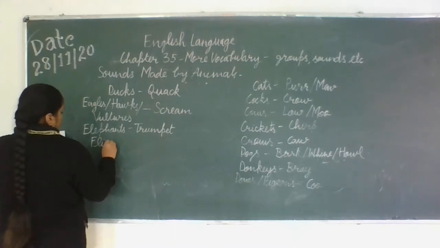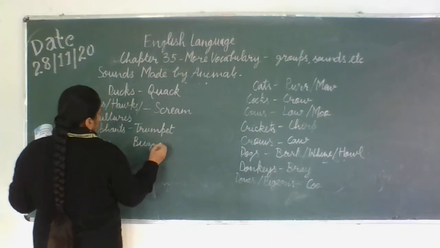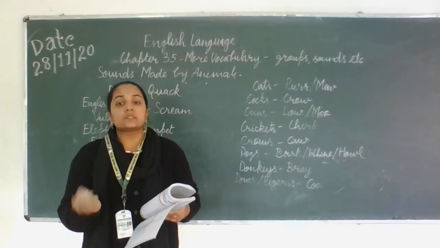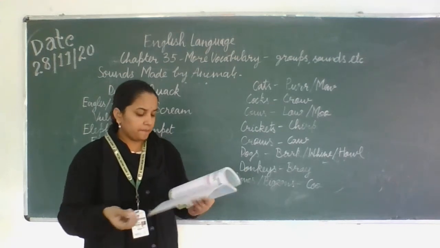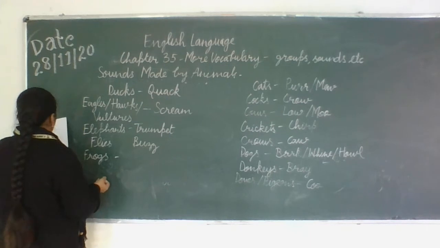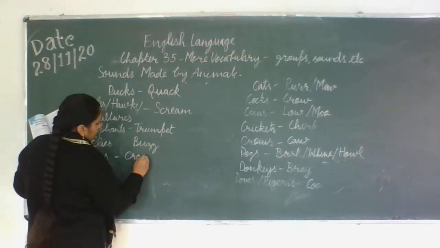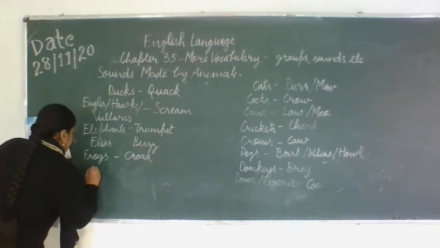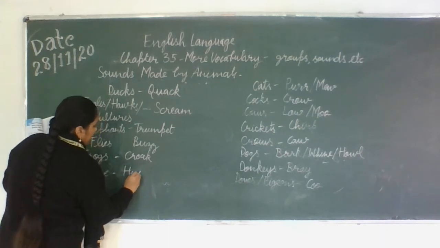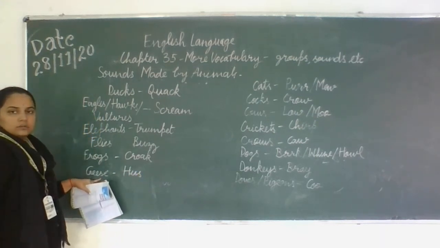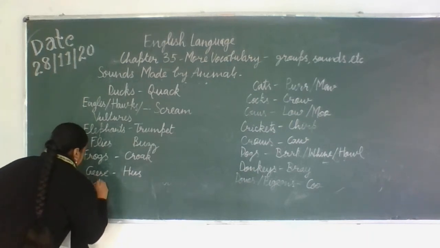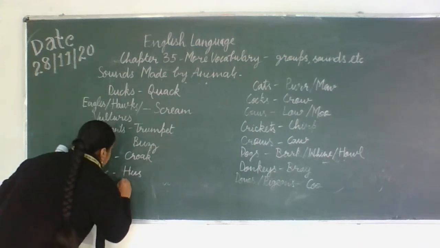Flies, buzz. The house flies, butterflies that you find at home very rarely nowadays. So the sound that is made by flies is known as buzz. You must have heard of flies buzzing. The next is frogs. The sound that is made by frogs is known as croak. Geese is the plural of goose. Next, goats. The sound that is made by goats is known as bleat.